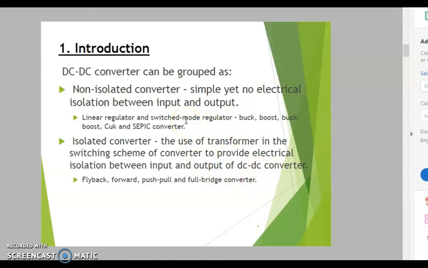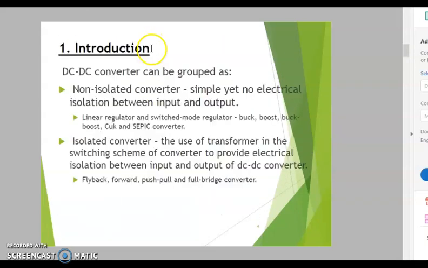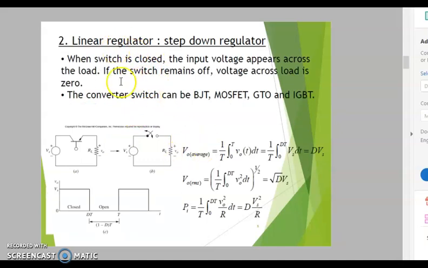So we shall take a look at the diagram itself. From the schematic or circuit diagram, we can differentiate between isolated and non-isolated converters. For the time being, if we refer to the earlier type of converter, which is the linear regulator, we take a look in the visualized mode.